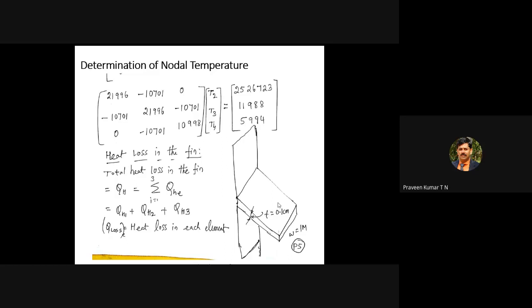I hope you have studied this in heat transfer, and when you come to the finite element method, we have the fin. The fin can be divided into two elements or three elements. In this case, it is divided into three elements. For element one, you have to find out the amount of heat transferred to the atmosphere. For element two, how much heat is transferred to the atmosphere by convection. From the engine to the fin, heat is transferred through conduction. From the fin to the ambient or surrounding medium, the heat is transferred by convection.